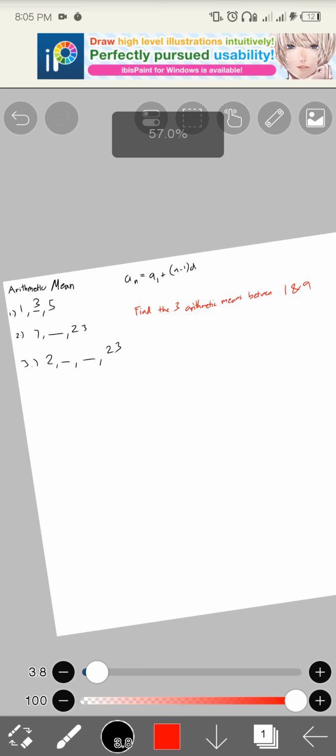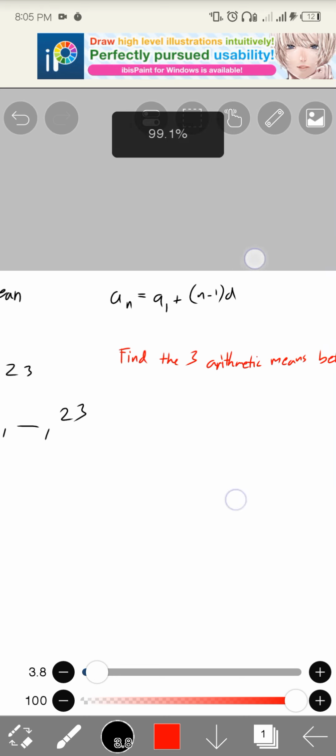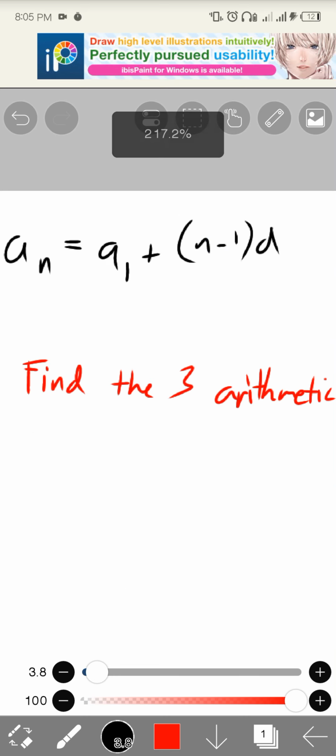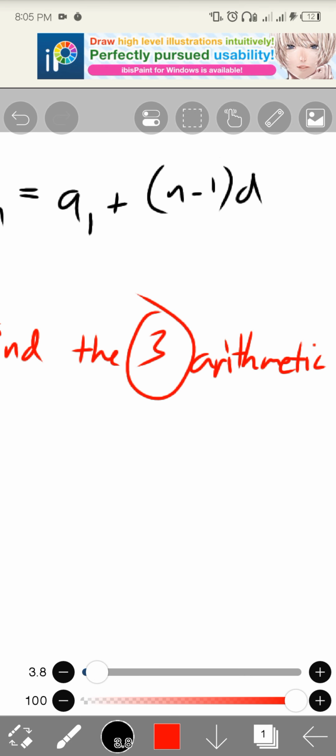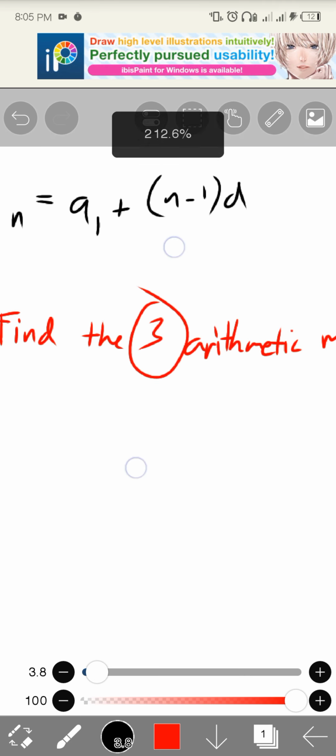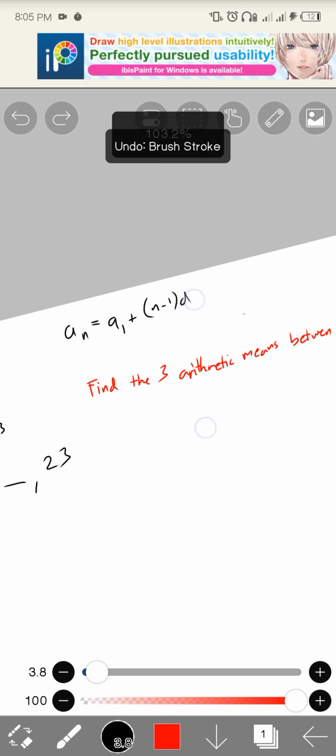So, to find n, which is basically the amount of terms in your sequence that you want to find, what I typically do is take the amount of numbers, or arithmetic means rather, which is 3, and add 2 since there is the first term and the last term.